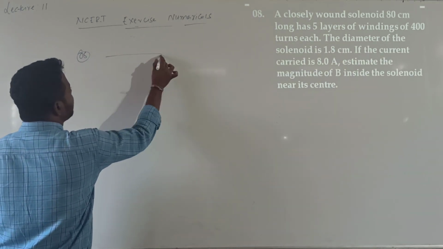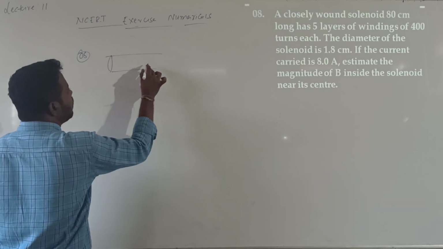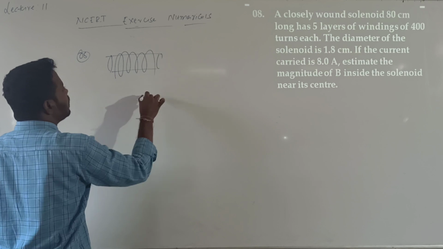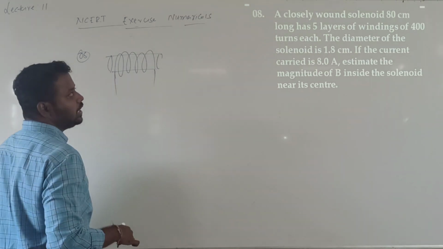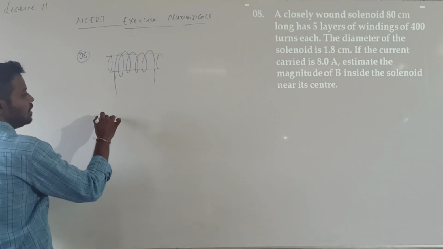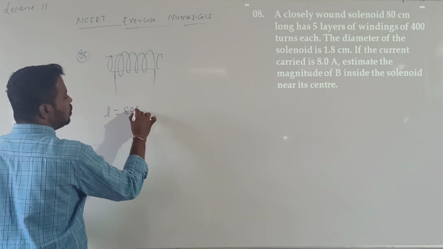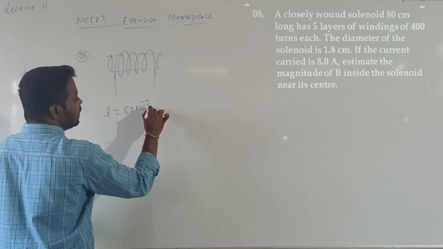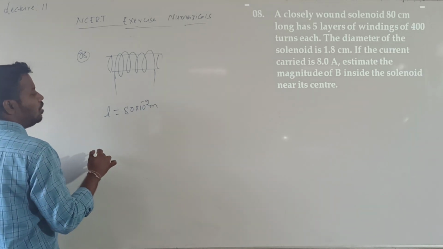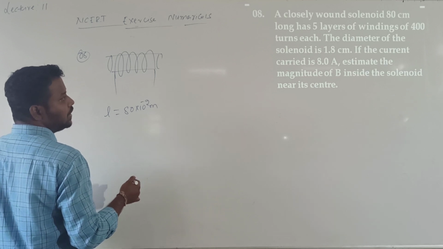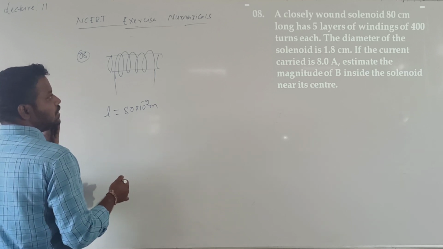Solenoid, you know that, na? A solenoid is a long cylindrical coil which has a large number of turns of insulated copper wire. What is the solenoid length given? It is 80 centimeters, 80 into 10 power minus 2 meters. How many layers are there in that solenoid? 5 layers, each of winding 400 turns.